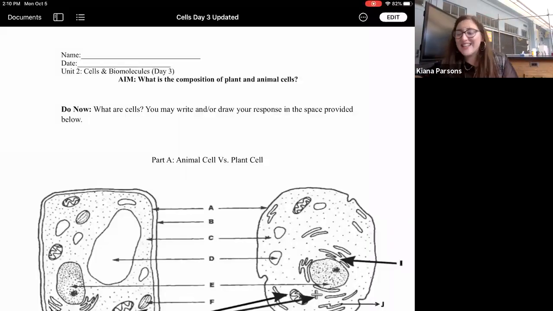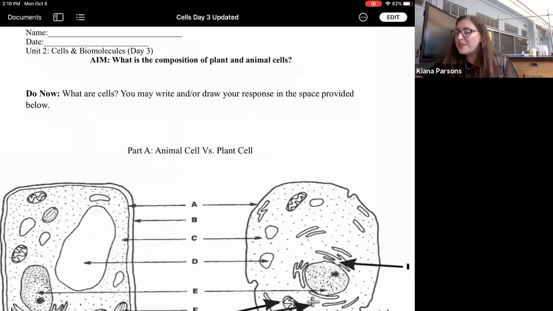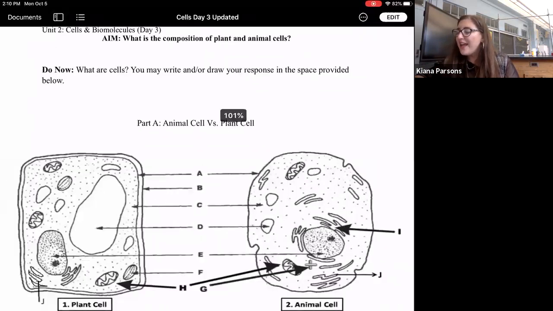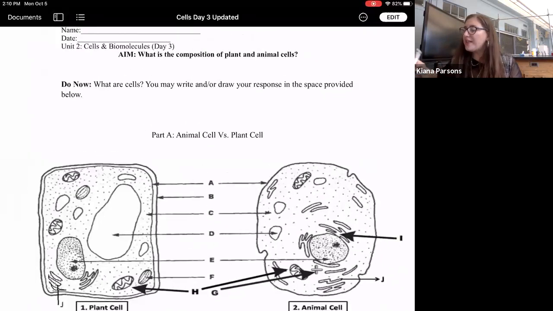Welcome to Unit 2, Day 3. We're about to get started by comparing plant and animal cells. So let's go ahead and begin. All right, so as you guys can see, we're looking at Unit 2, Cells, Day 3, and we're starting with what is the composition of plant and animal cells.